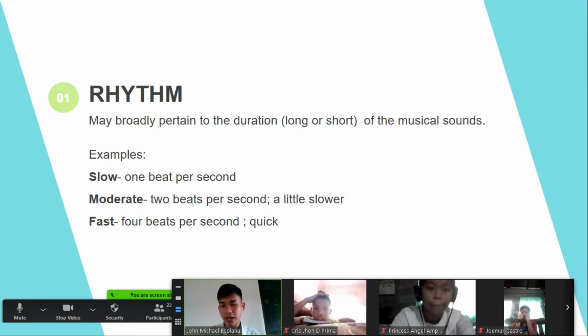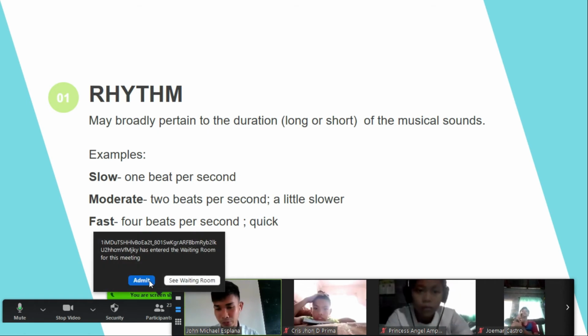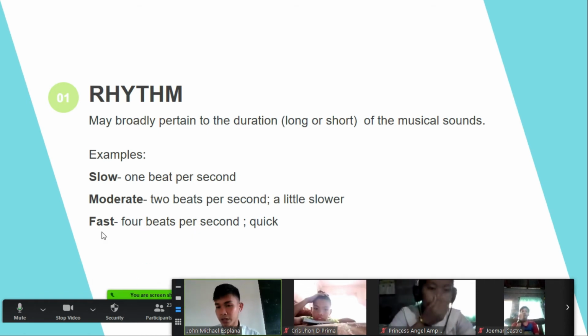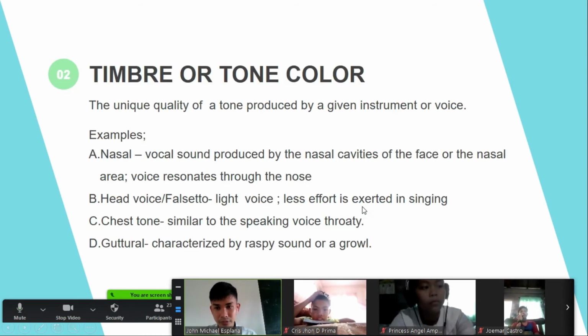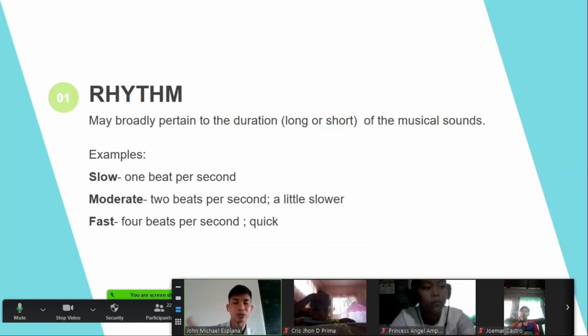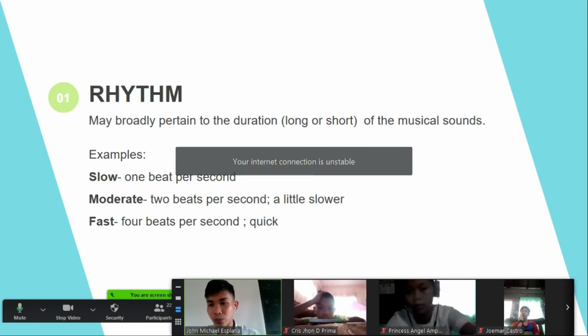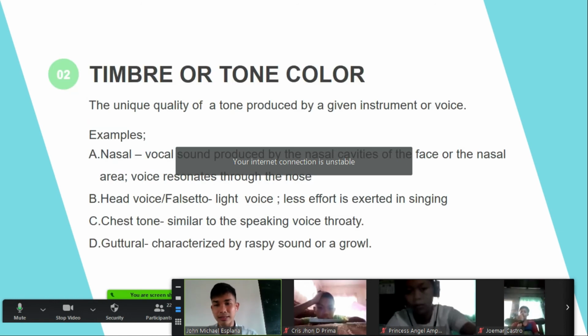Okay, so a short PowerPoint presentation for you. What you need to do is to search over the internet for these three examples. Dito lang tayo mag-focus muna sa rhythm. Okay, so dito sa dalawa, so 1 and 2. So next na yung 3 and 4. So sa 1 and 2, yung rhythm tsaka sa timbre or tone color.